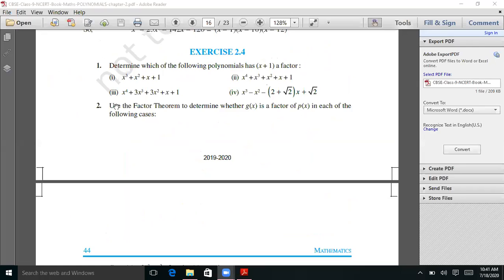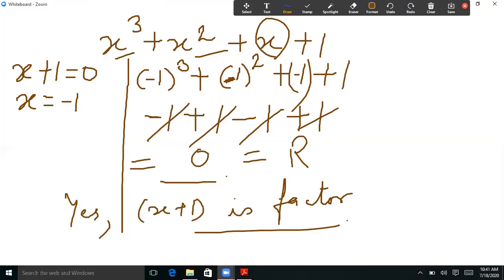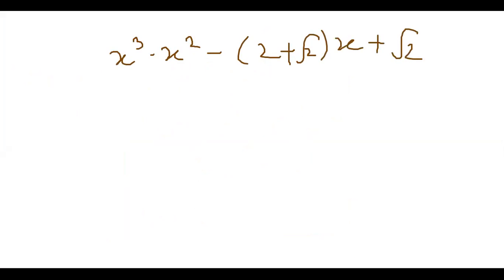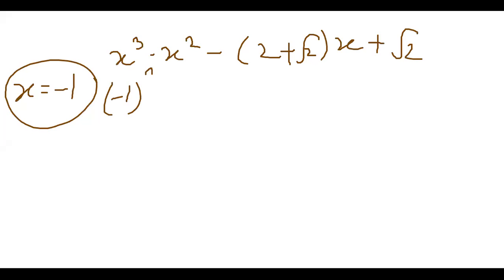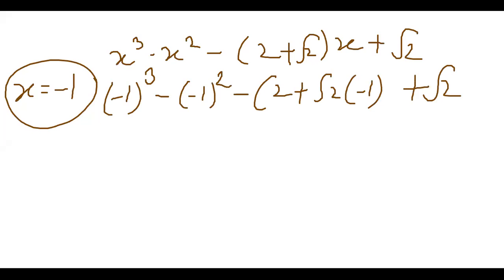Fourth part is x cube minus x square minus 2 plus root 2 into x plus root 2. Let's write down the expression first: x cube minus x square minus 2 plus root 2 into x plus root 2. And here also we are to put x equal to minus 1, as x plus 1 is the given divisor. So we will put here minus 1 cube minus 1 square minus 2 plus root 2 into minus 1 plus root 2.